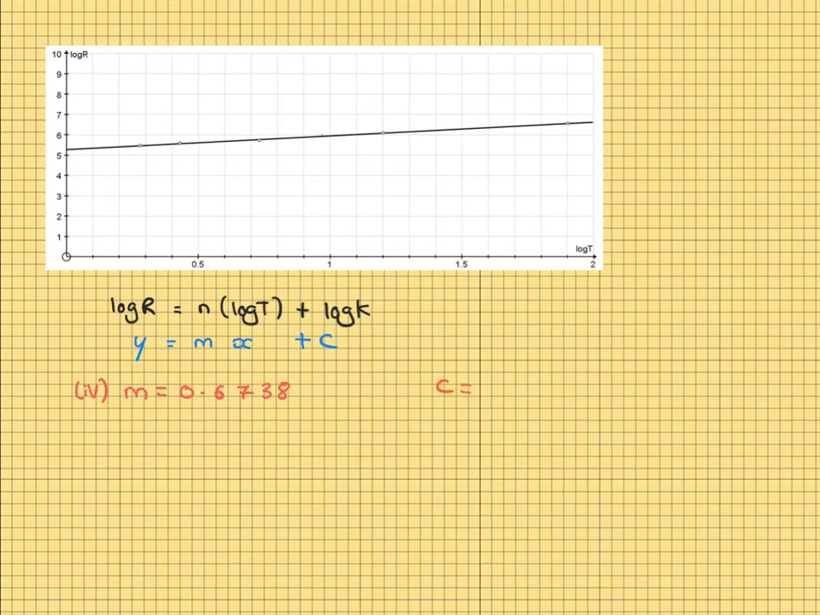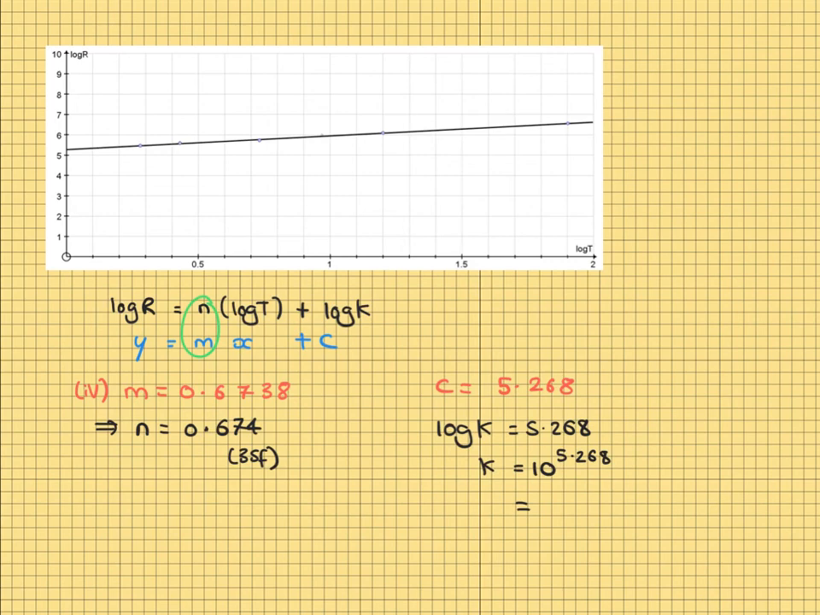Now our y-intercept is equal to about 5.2. Autograph tells me it's 5.268. So you may well have 5.3, 5.4, a value a little bit like that. So we know that the gradient is equal to n. So this tells me that my n value is 0.674 to 3 significant figures. But c, the y-intercept, is equal to log k. So I need to raise 10 to the power of both sides to work out my value of k.